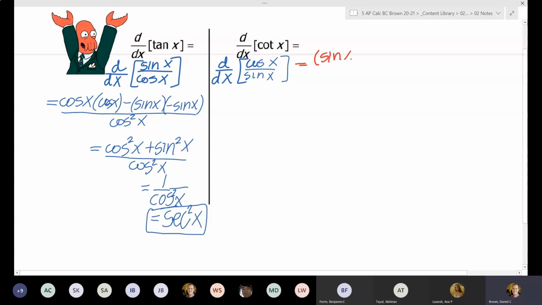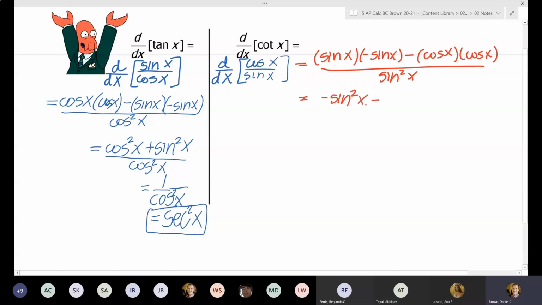So we have low d high less high d low. Draw my line, and down below, bottom squared will go. So this is going to give me negative sine squared of x minus cosine squared of x all over sine squared of x. Well, this one looks really close to what we did in tangent, but right now, as written, that numerator is not equal to 1. But what can you do so you can simplify that numerator? I said denominator and numerator.